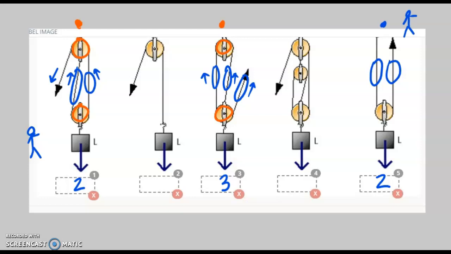So anytime the rope is pulling up, it counts in terms of mechanical advantage because it's being helpful. If the rope is going down, it does not count for mechanical advantage.